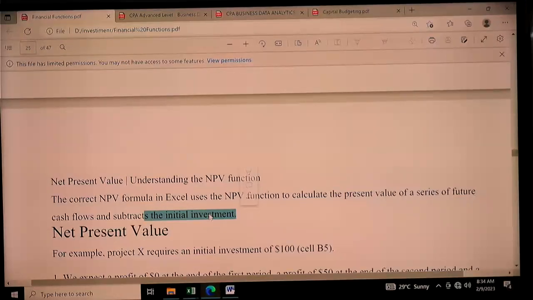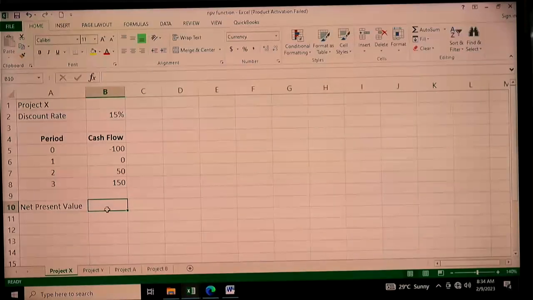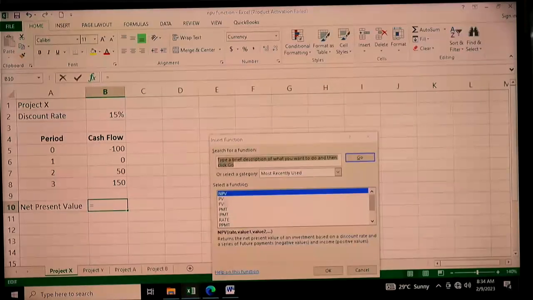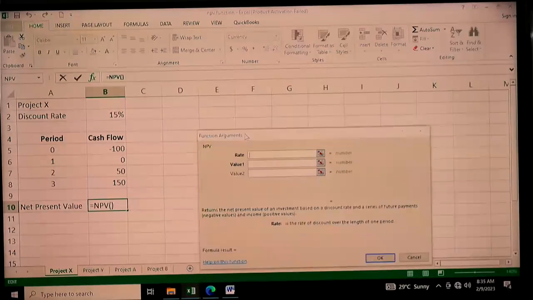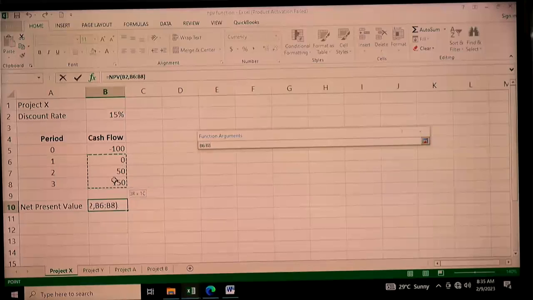We'll insert the function, and after that function we are going to subtract the initial investment. So our formula will be like this. We insert the function NPV. Then the rate is given here. Then the series of payments, that is the first payment for 0, 50 and 150.